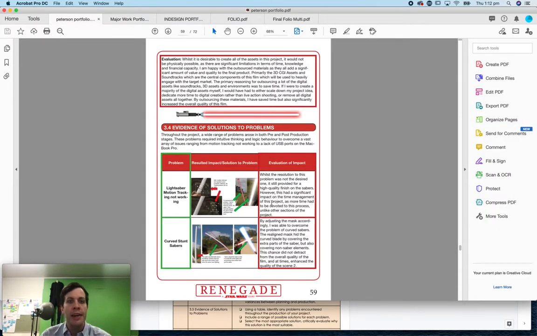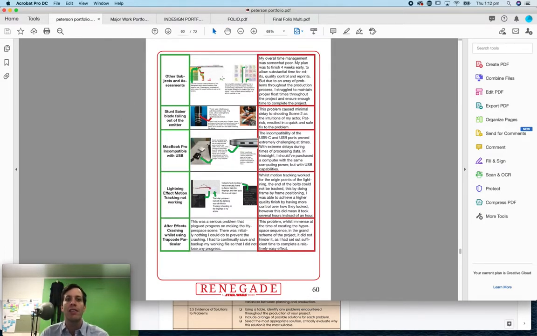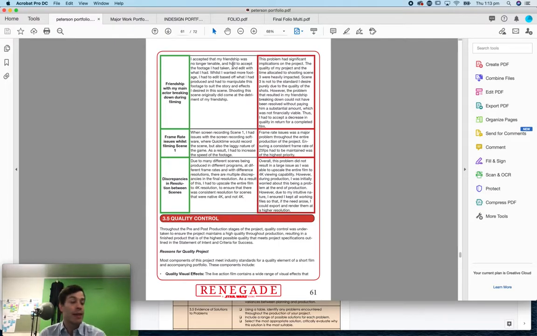This student here has some actual visuals, which is really good, so you can visually see what was wrong. So the swords were being swung so fast that the camera couldn't catch up with it, which caused bending, which made the lightsabers bend, which is something that he didn't want. And then it's how he got through that. You can see there were other subjects and assessments, an incompatible MacBook, USBs, things not working, After Effects crashing. His actor actually stopped wanting to work on the film halfway through, and then, you know, how this was fixed.